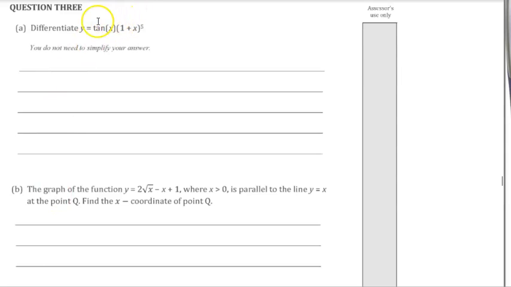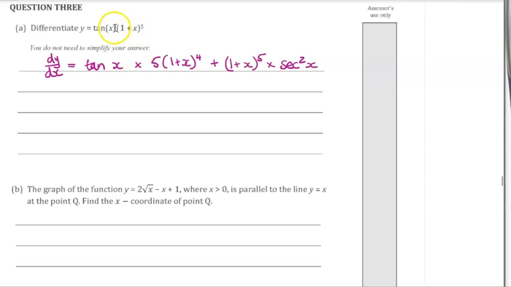Question 3, we have another product rule, this time with some trig involved. So differentiating it, we will leave the first term as it is, differentiate the second term, times them together, plus differentiate the first term, leave the second term as it is, times them together. No need to simplify.